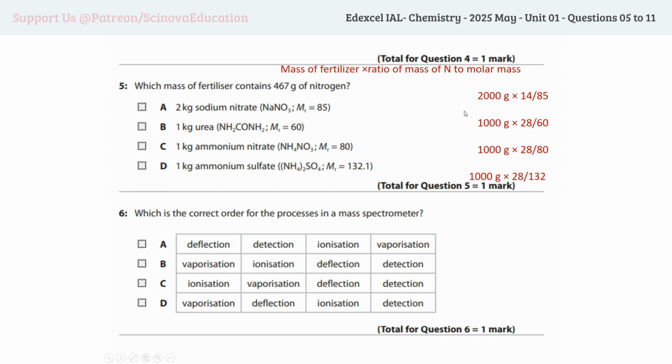So at a glance, you can see 467 out of 1000 should be a little bit less than 50%. That kind of a ratio is available only in option B. If you want to make sure that you are not making any mistake, you can do the calculation using your calculator. So the answer is option B. You can feed only this option B to your calculator and confirm your answer.